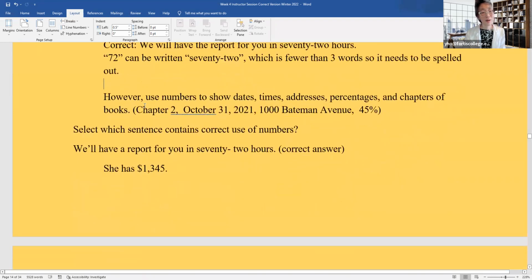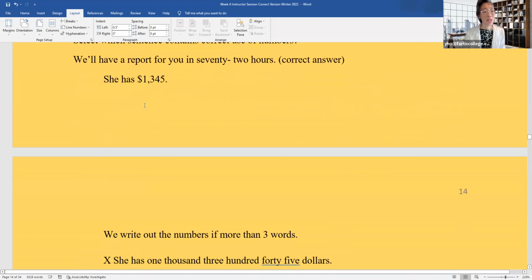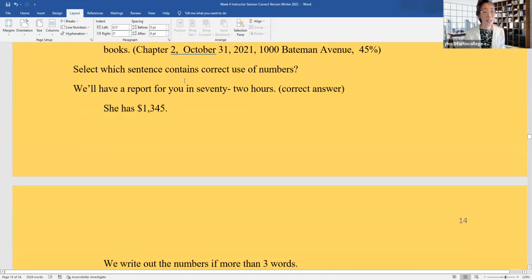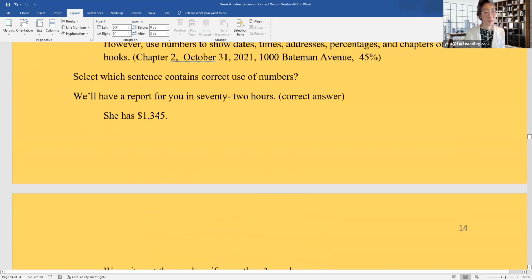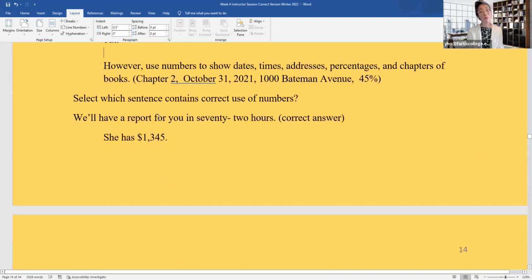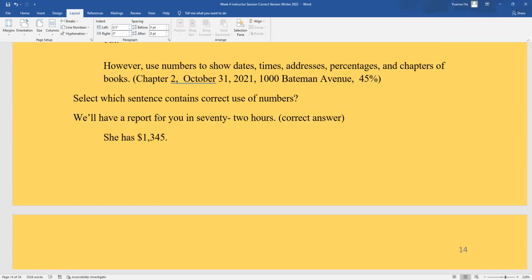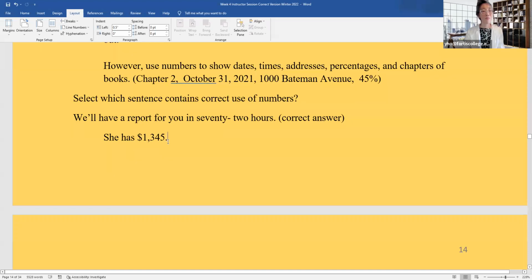Okay, so here's an example from your quiz. Select which sentence contains the correct use of numbers. "We'll have a report for you in 72 hours." "She has $1,345." So which one is correct? Are they both correct or incorrect? They're both correct, because when you have a long number, you write out the whole thing. When you have less than 3 words, then you spell it out, 72 hours.